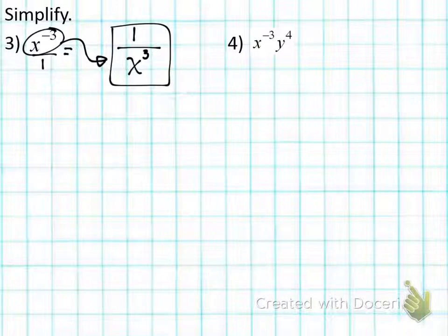Number 4. Be very careful when you do number 4. It's very similar to 3, but it's not exactly the same. Look back at your notes on the properties, okay? Go.